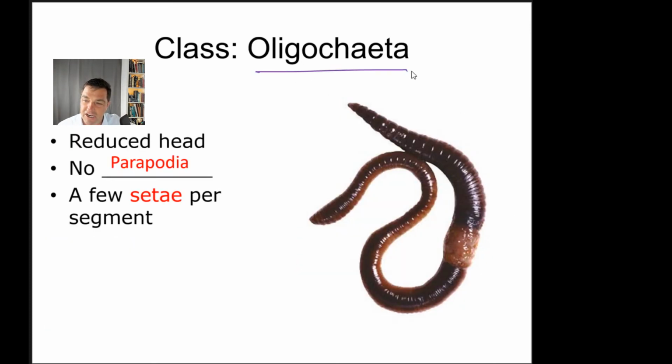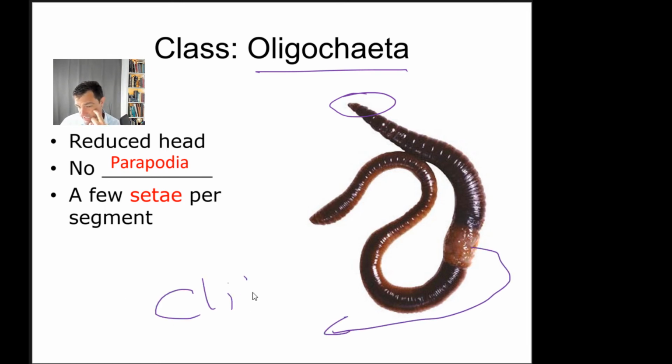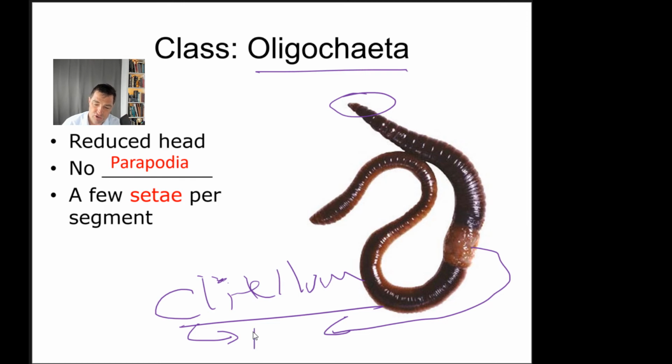The Oligochaeta are our earthworms. This is my typical earthworm here. This is the head, and you can tell where the head is because it is on the shorter side of this structure, which is called the clitellum. The clitellum is a structure used by the earthworm for reproduction. It secretes a slime around it. And on the shorter side, you have the head.